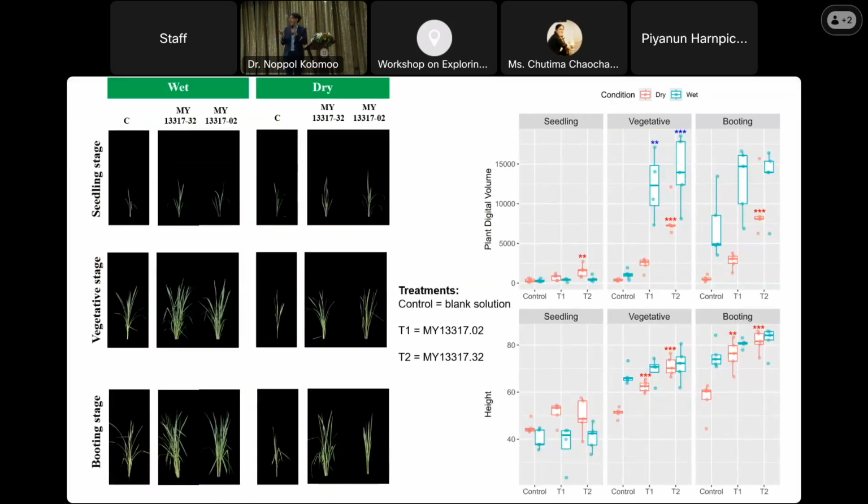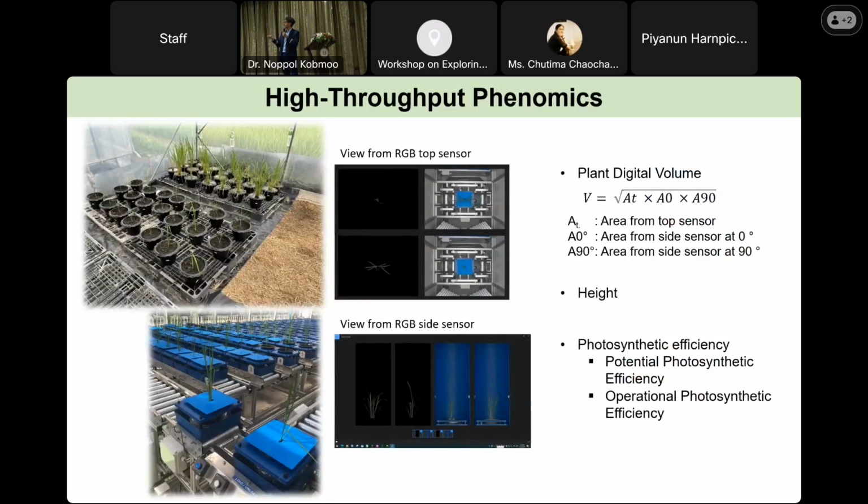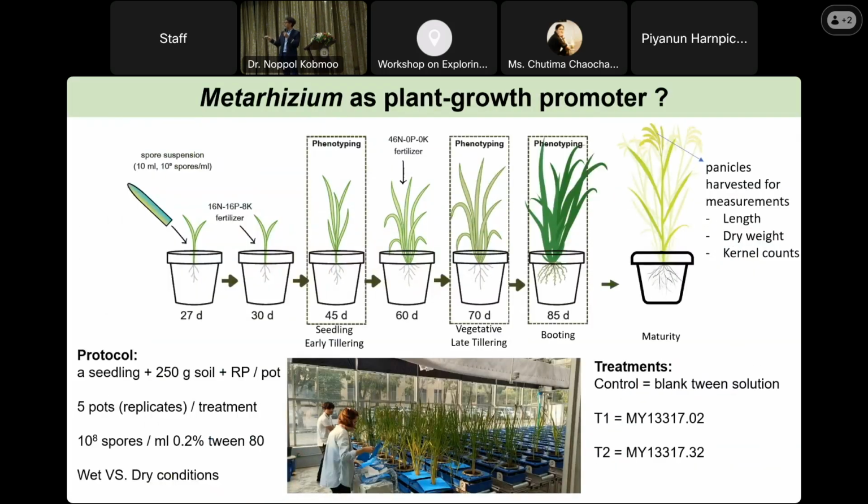We also have sensors that can measure the photosynthetic efficiencies. And so here are the results of our first year. We can see that in terms of the digital volume of the plant, particularly at the vegetative stage, oh, I forgot to tell you, we did experiments in two conditions, the wet and dry condition.